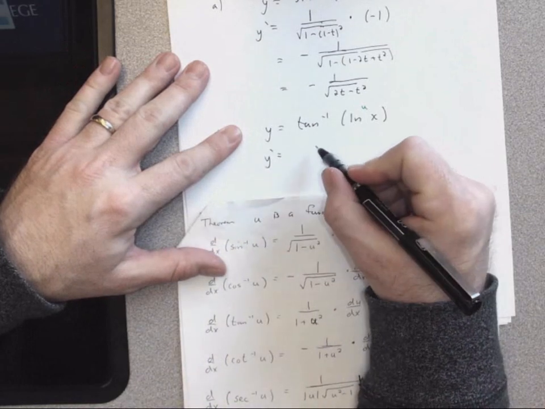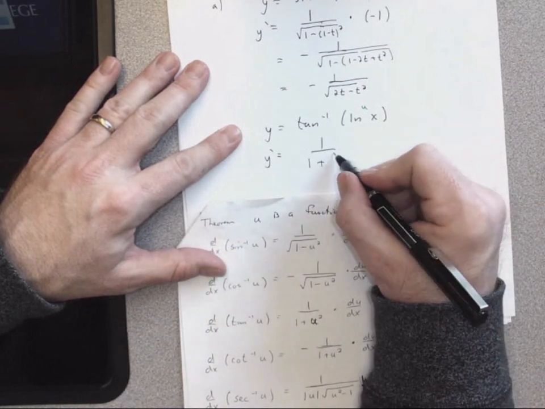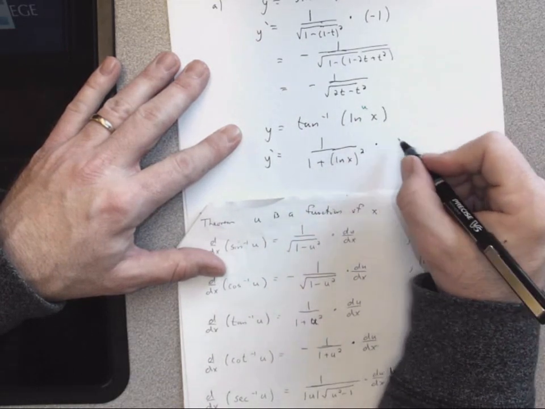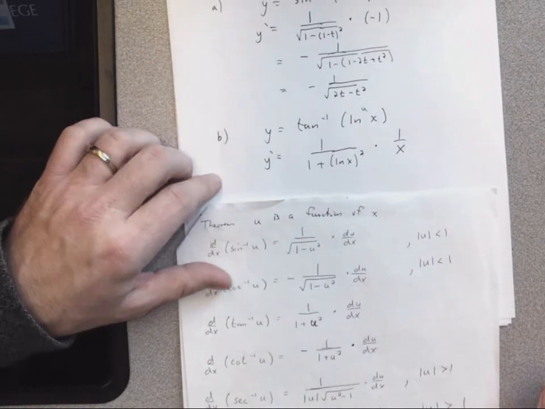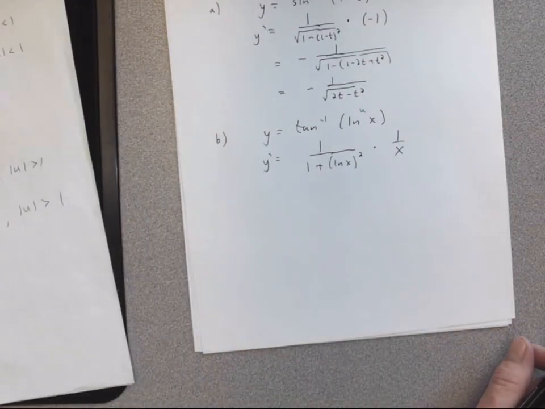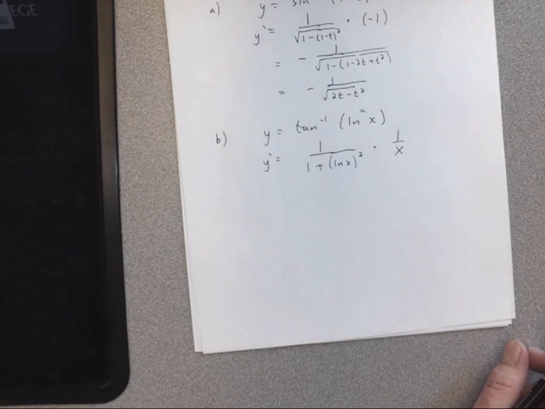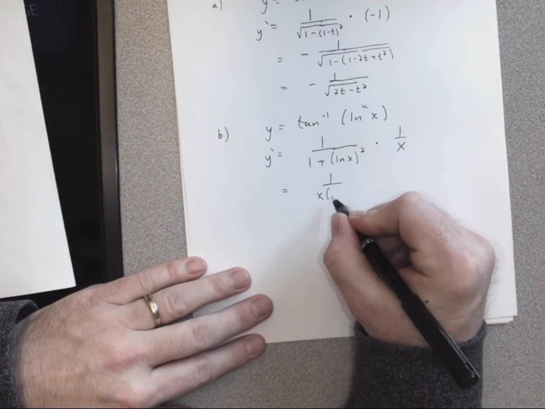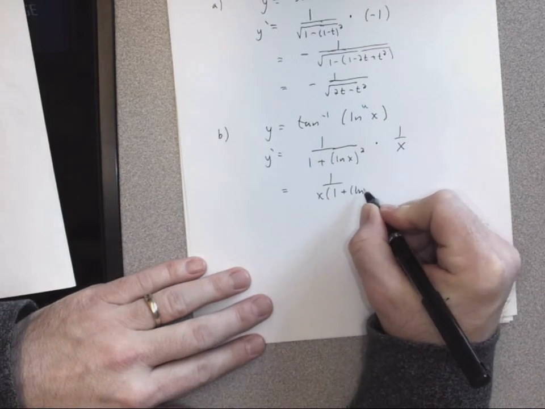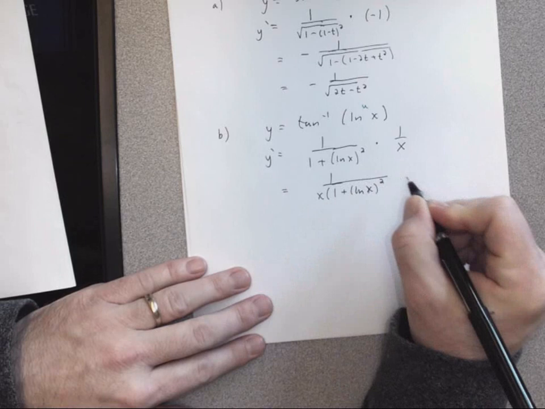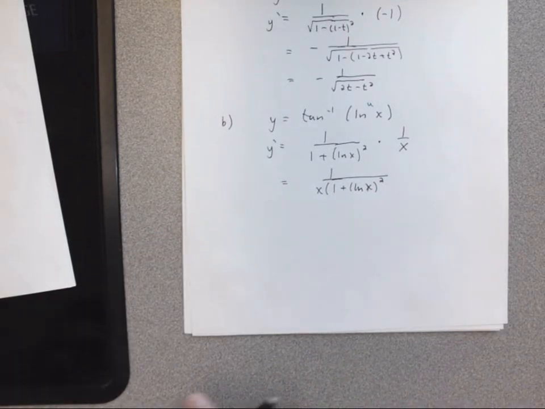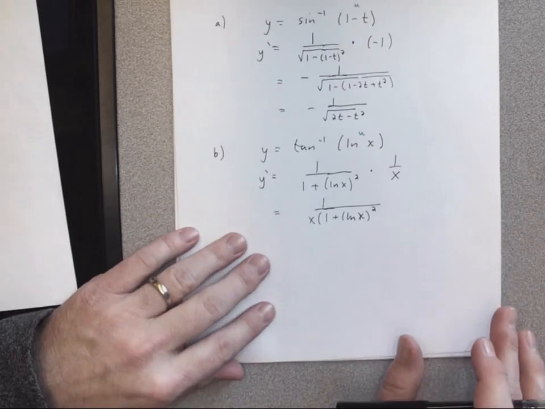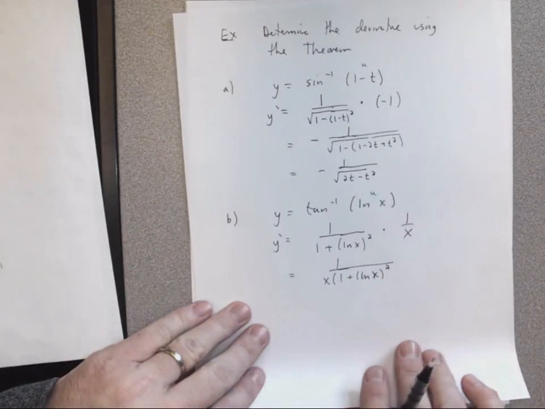So y prime is going to be equal to 1 over 1 plus this thing squared, 1 over 1 plus u squared, times the derivative of this. Now we know the derivative of this is 1 over x. So I guess the best we can do is just put that x on the bottom. And we're done. Yep, that's it. I can do one more.